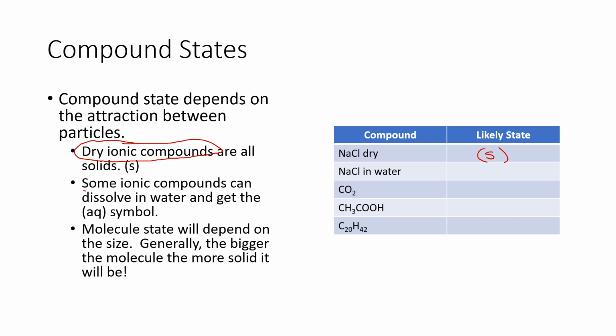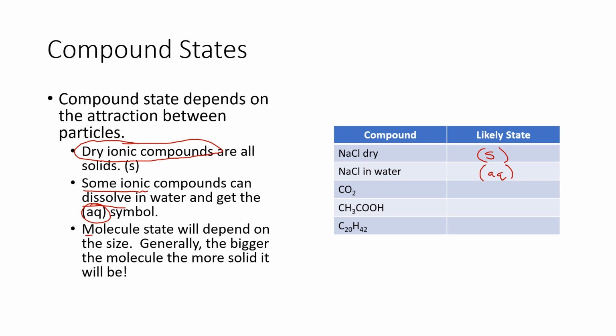Now, some ionic compounds can dissolve, and they get this AQ symbol, which stands for aqueous. Sodium chloride is one of those, so it would be an AQ for that one because it dissolves. If you are in the lab and you see that something is dissolving, then you can use that AQ symbol as well, but I won't have you predict. Maybe in grade 11 we'll get to that.